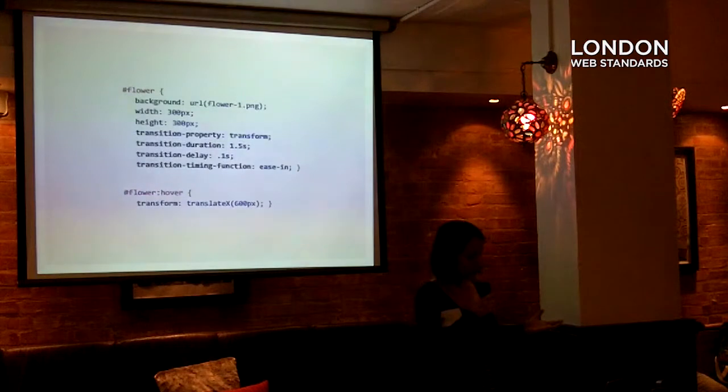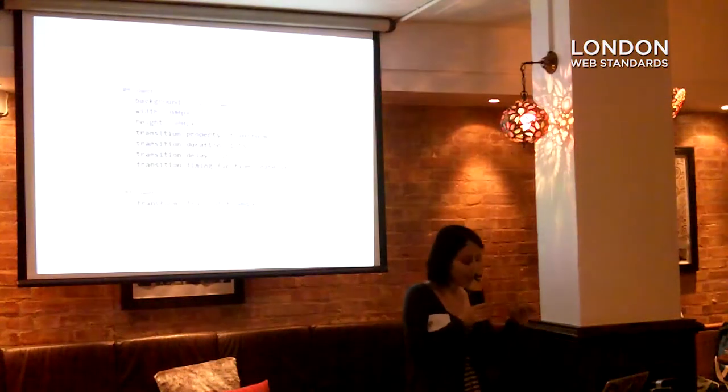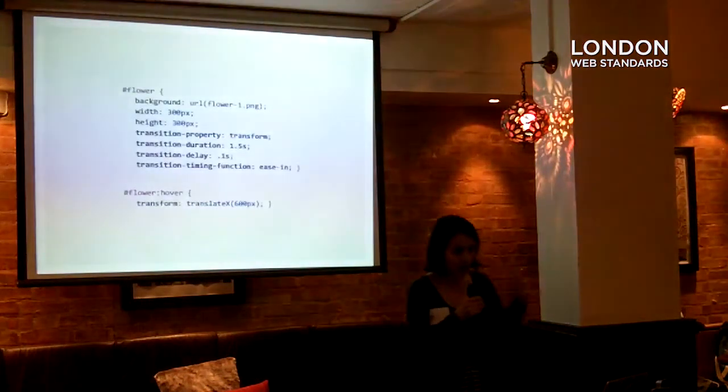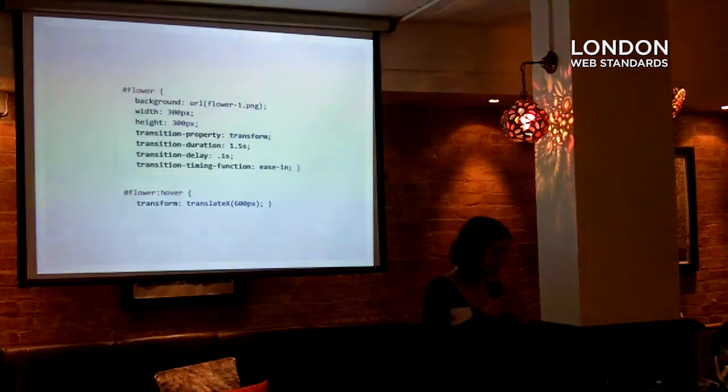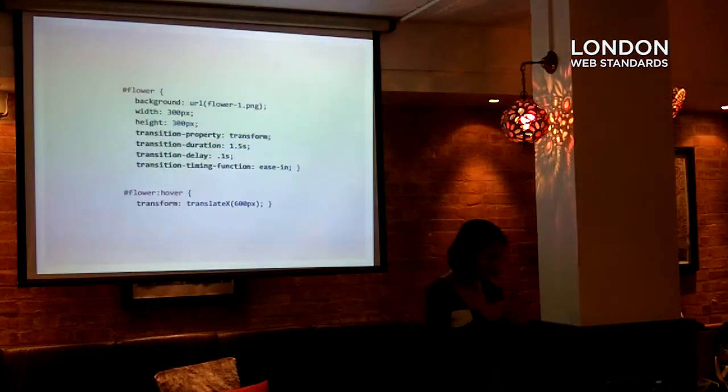So first we set the property to be transitioned, then we set the duration of the transition, then we define when the transition should start, and then we define the speed at which it will go. So you can have a constant speed throughout, or it can be slower in the beginning, or it can be faster in the beginning, and so on. In this case, it starts slow, so we've used the keyword ease-in.